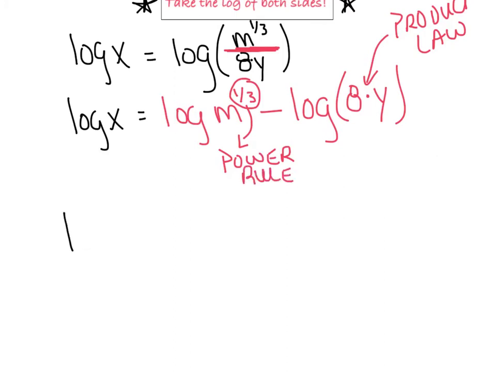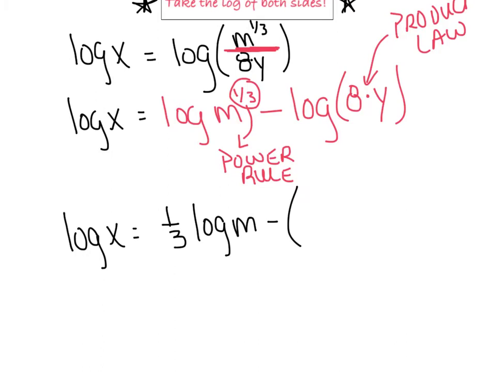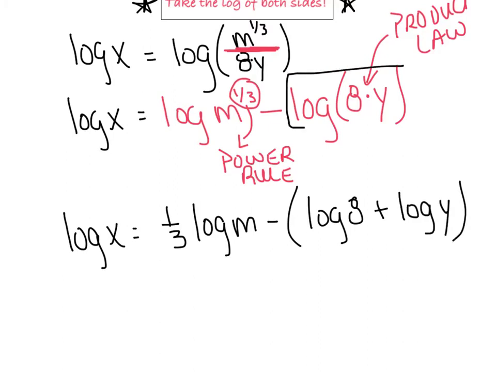So what would this look like? I'm going to say the log of x equals coefficient of 1/3 times the log of m minus, okay, now I've got this big set of parentheses, and I'm going to say the log of 8, which is the first term, plus the log of y. If you want to think of it, when you're using the product law, you can almost think of it as distributing the log to the 8 and to the y. I don't know if that helps at all.